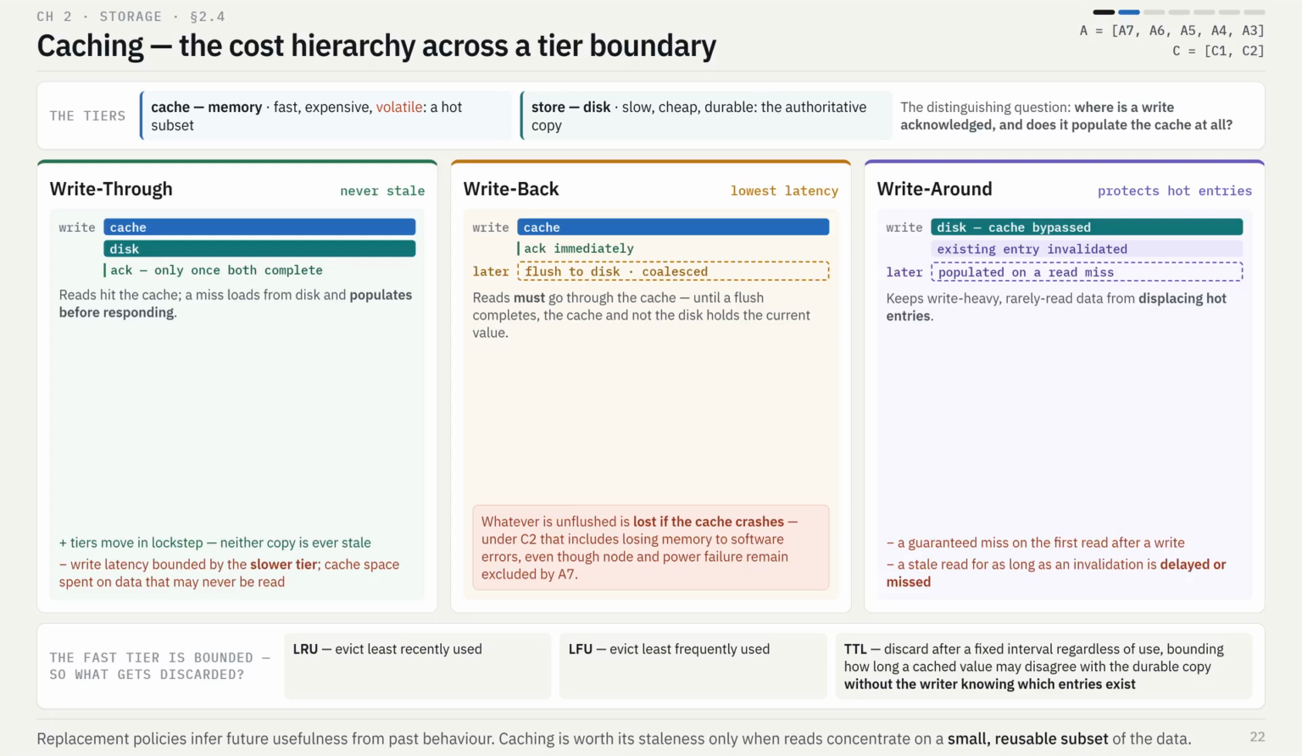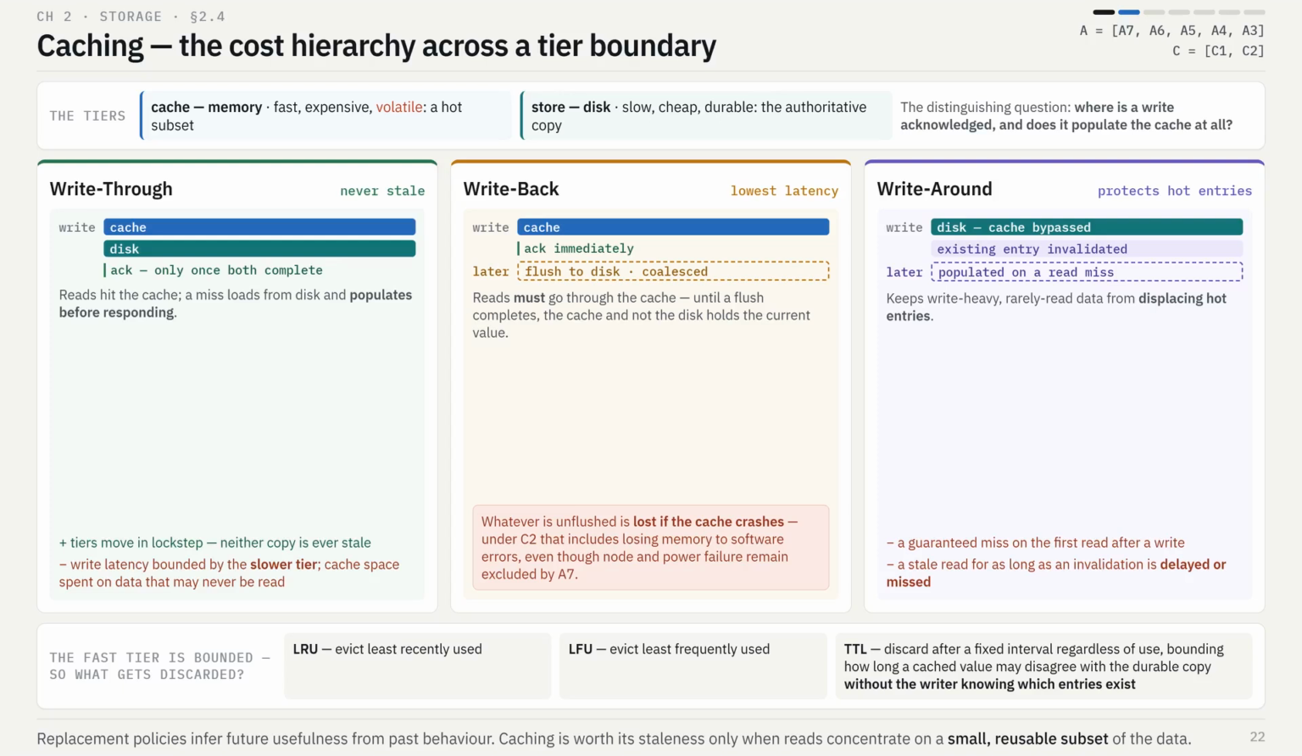Write around. A write goes directly to disk, bypassing the cache, and any existing entry for that key must be invalidated. The cache is populated later on a read miss. This keeps write-heavy, rarely read data from displacing hot entries. The costs are a guaranteed miss on the first read following a write, and a stale read for as long as an invalidation is delayed or missed.